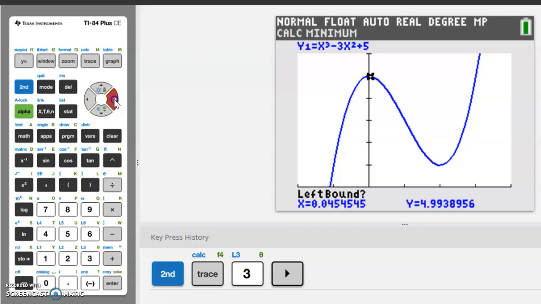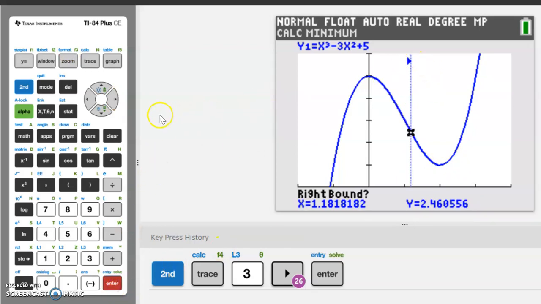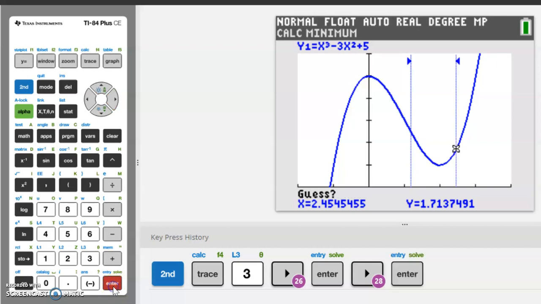So I'm going to use my keypad and arrow over so that somewhere I'm on the left side of that minimum value. Again, doesn't matter where. I just need to be on the left side of the minimum, so I can hit enter. It'll set my left bound for me. My question changes to right bound, so I can scoot my cursor somewhere to the right side of that minimum value. As soon as I'm past it, I can hit enter. You'll see that it sets the right bound. And your question changes to guess. You can hit enter one more time, and it's going to give you some coordinates here.